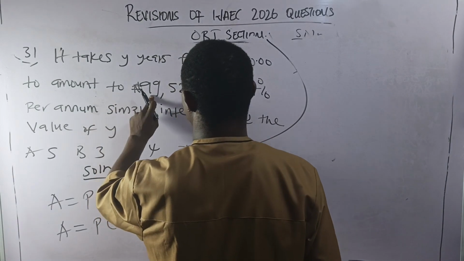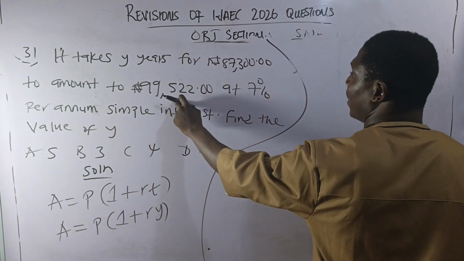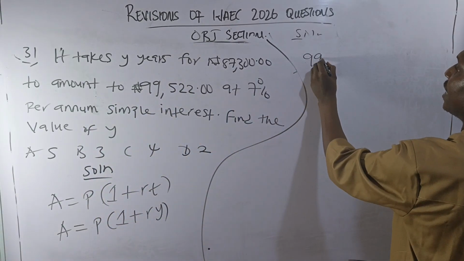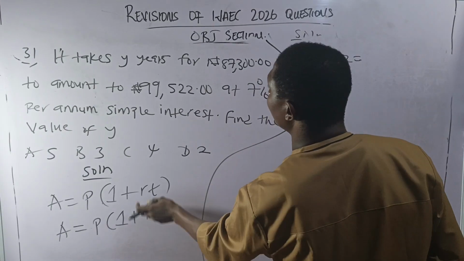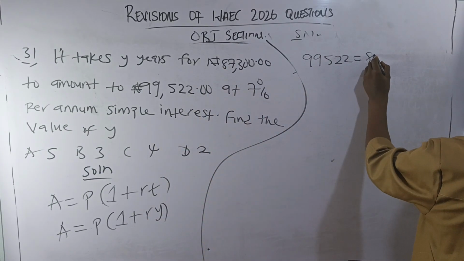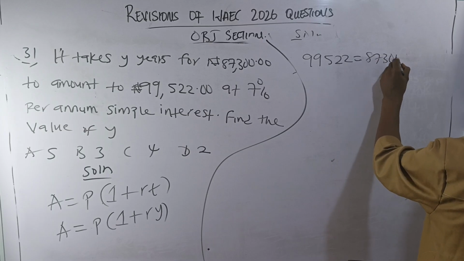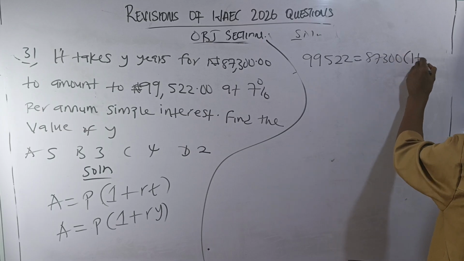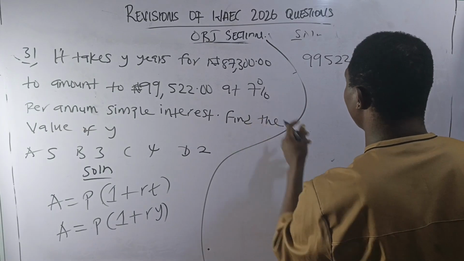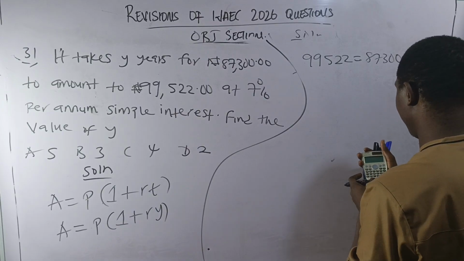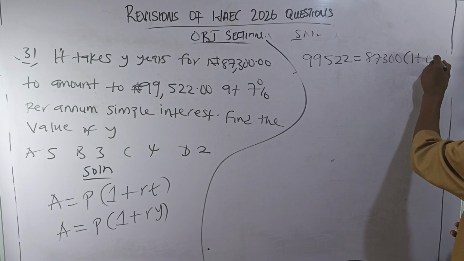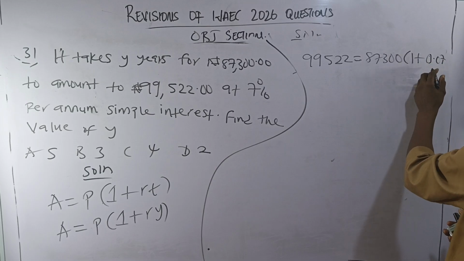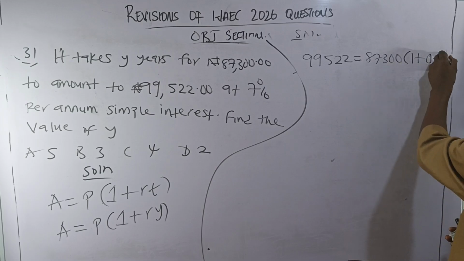Amount is this 99,522. So I have 99,522 equals to my principal, which is this 87,300 in brackets 1 plus my rate is 7%. So I'll simply say 7 divided by 100, which will give me 0.07. So I have 0.07 Y.